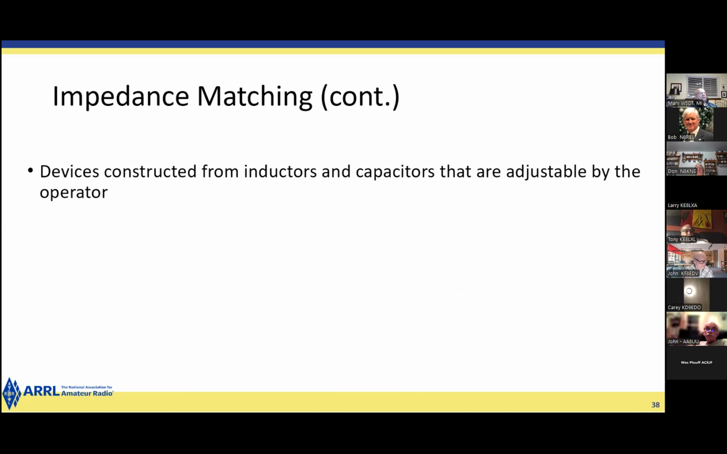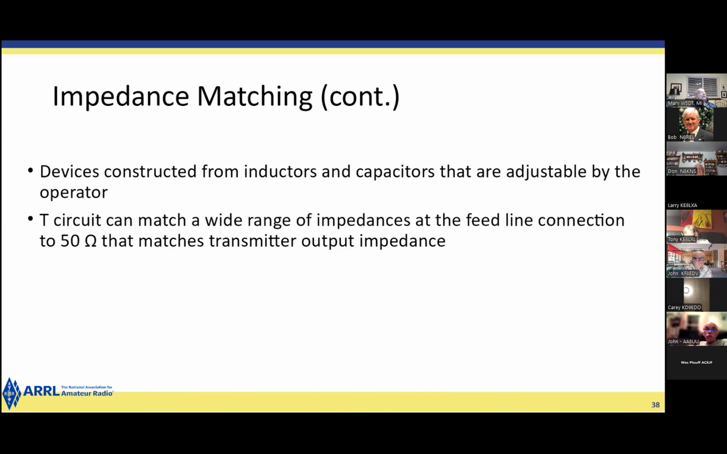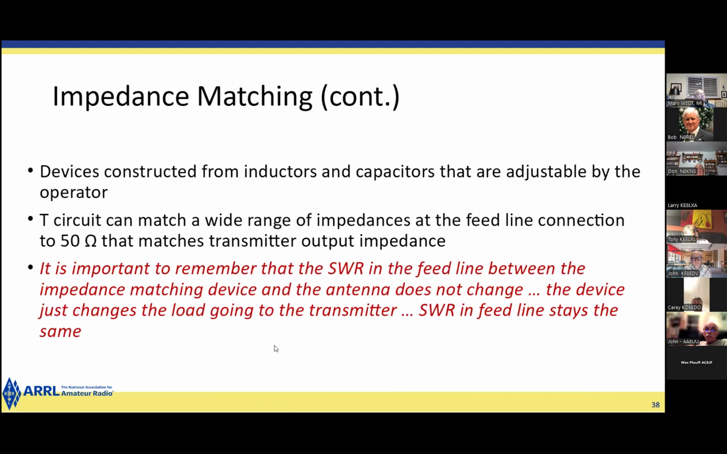There are devices constructed from inductors and capacitors that are adjustable by the operator. T-circuits can match wide ranges of impedances at the feed line connections to 50 ohms, which matches transmitter output impedance. It's important to remember that the SWR in the feed line between the impedance matching device and the antenna does not change. The device just changes the load going to the transmitter. SWR in the feed line stays the same.